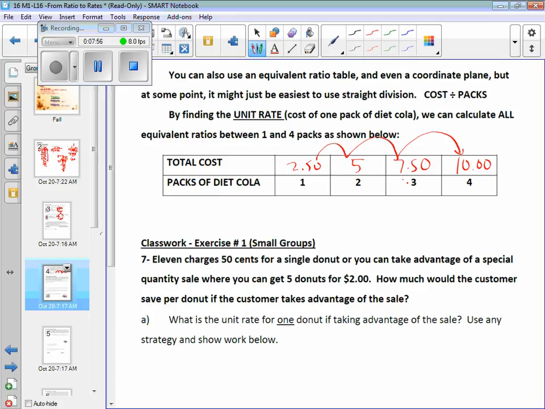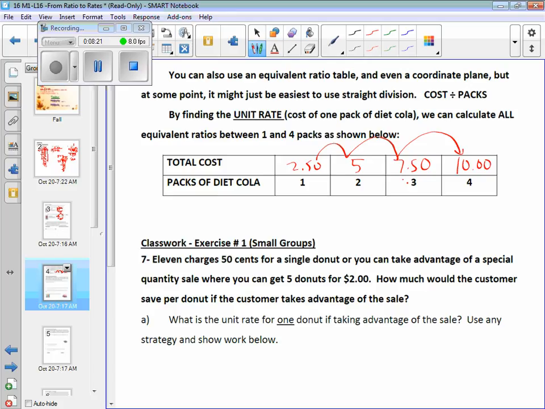Okay, so what we're doing is finding something called unit rate, the cost for 1. It's not a difficult concept, but it is such an important one, because if you can find the unit rate, even if the unit rate results in a fraction, you can do anything. You can figure out anything when you find the cost or value of 1.